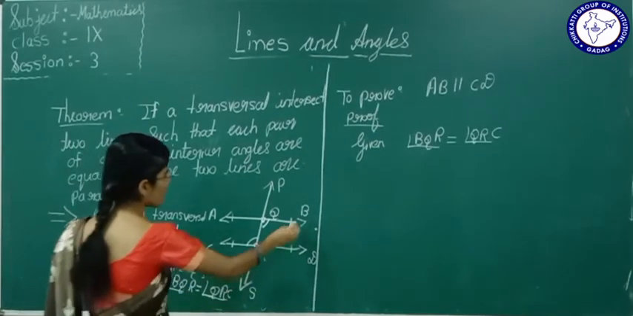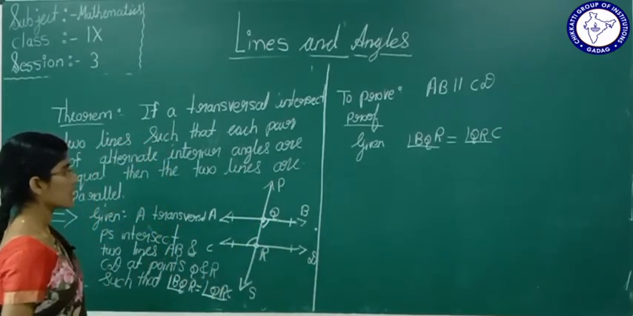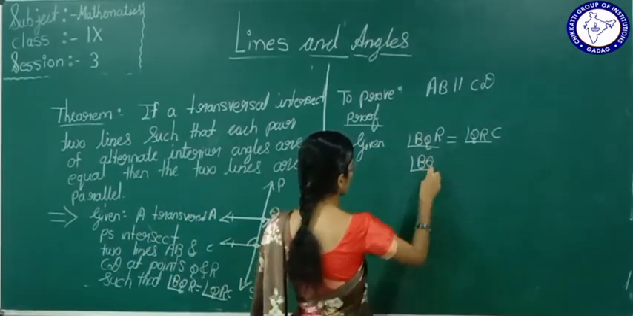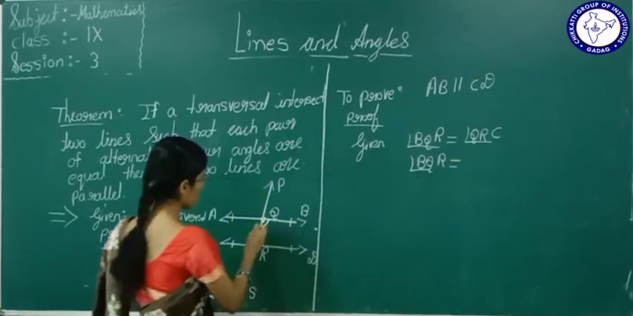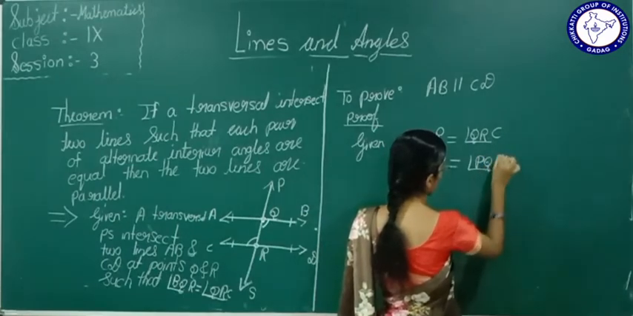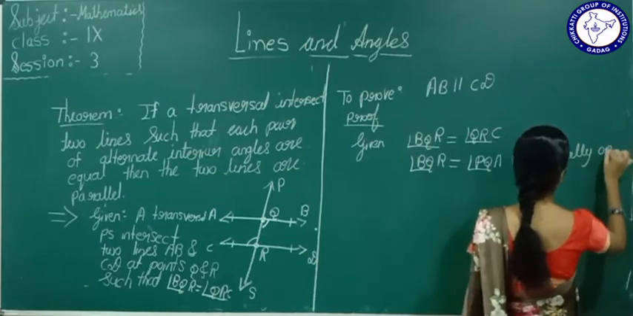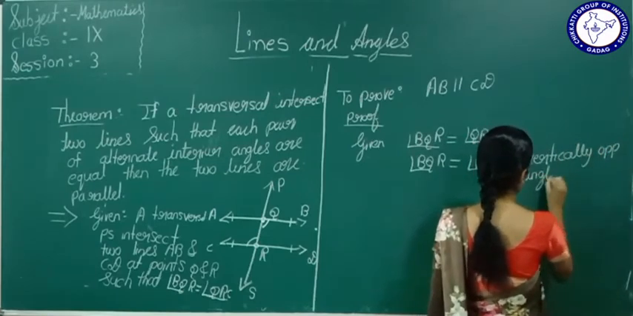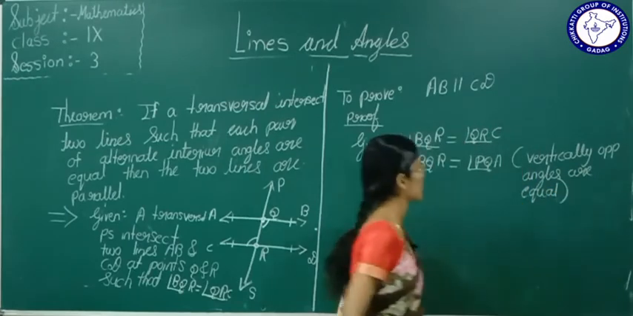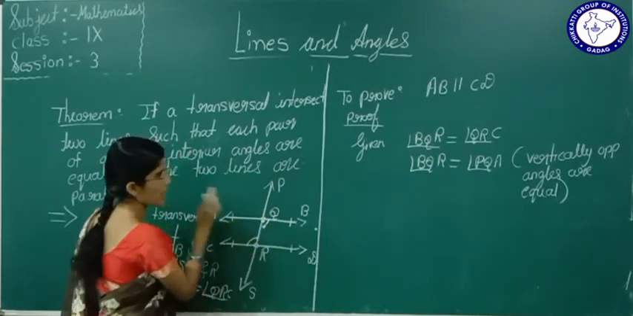Now see here, angle BQR is equal to angle QRC. We have written this. Now see here, angle BQR is equal to angle PQA. What is the reason? Vertically opposite angles are equal. Yes or no? See here, this and this form vertically opposite angles.